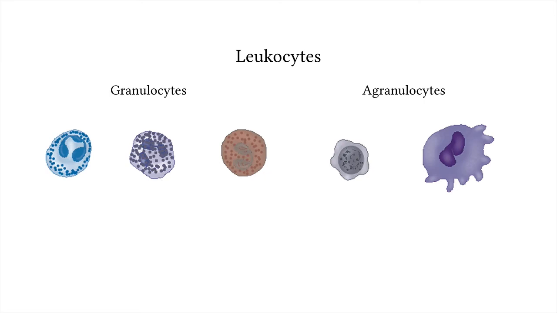The first is a neutrophil. These are the most common leukocytes in the body. They have a lobed nucleus and small granules that are not very dense. Neutrophils are the white blood cells that reach the scene of infection first. They are drawn to foreign invaders via chemotaxis and can undergo phagocytosis.